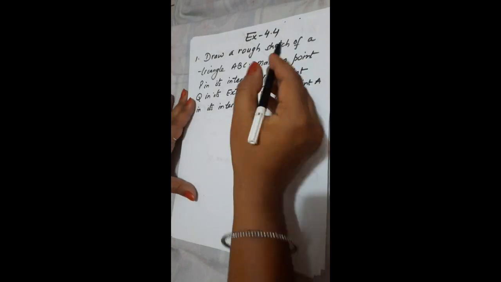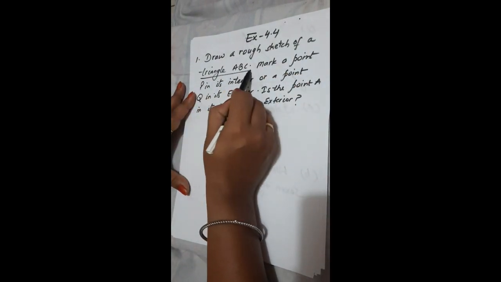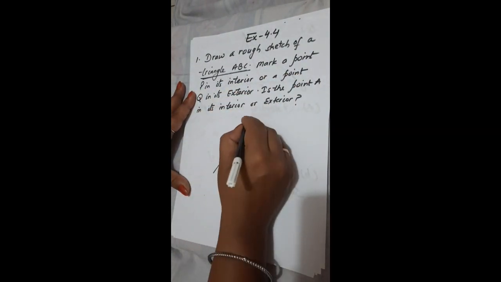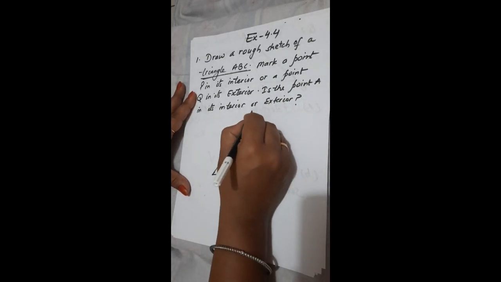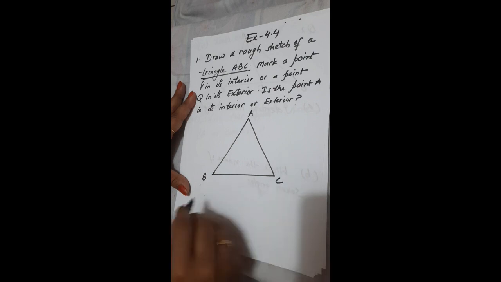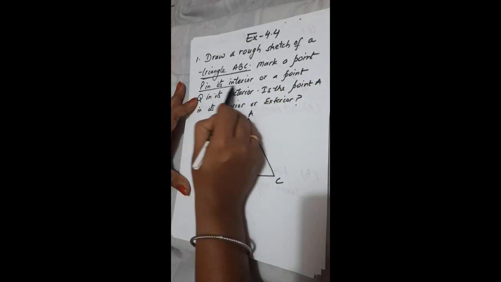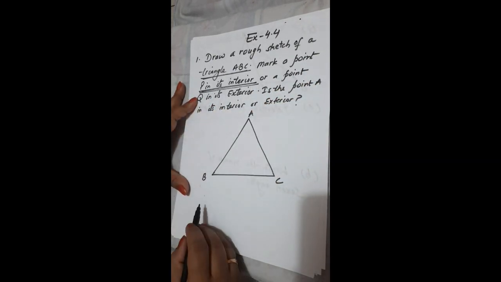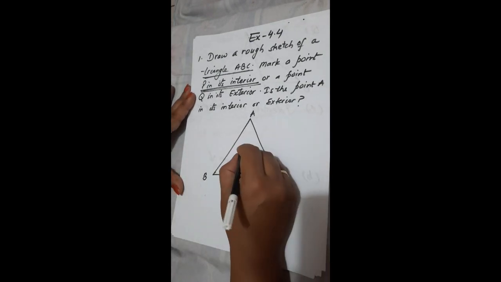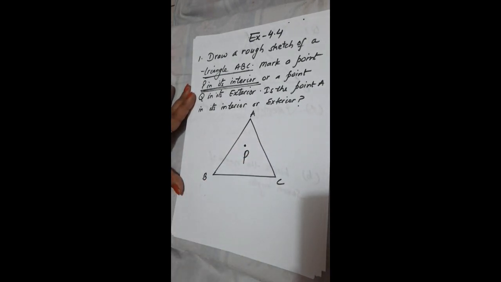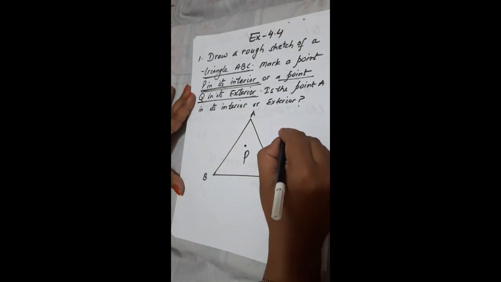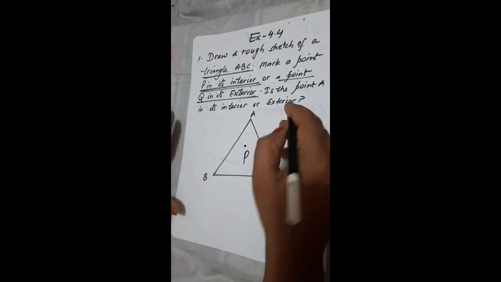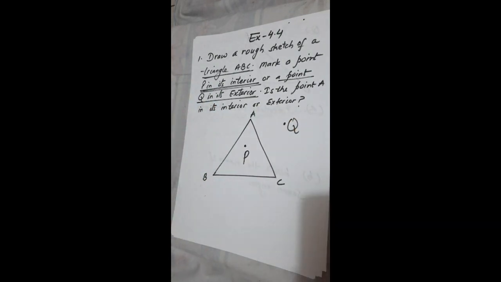We have the first question: draw a rough sketch of triangle ABC. Means firstly you have to draw a triangle and name them A, B, C. Mark a point P in its interior. Interior means inside, so mark P in the interior. Or a point Q in its exterior. So this is the exterior part, so you will mark Q over here.